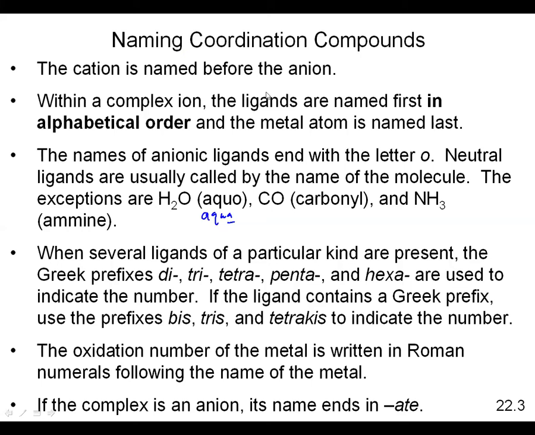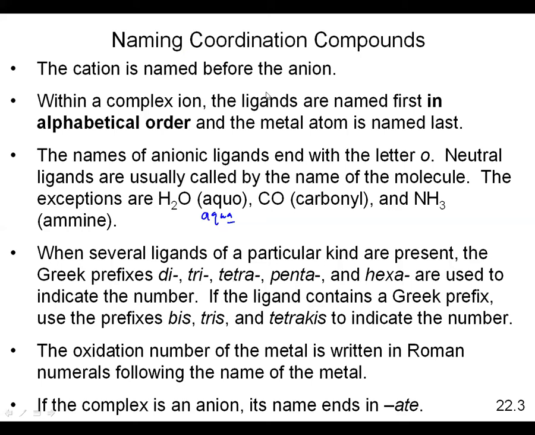Now, if you happen to have more than one of the same ligand attached, like in the last two, where we had multiple NH3s attached and multiple OH minuses attached, we do use prefixes to indicate how many of those ligands there are. So tri is 3, di is 2, tetra is 4, penta is 5, and hexa is 6.